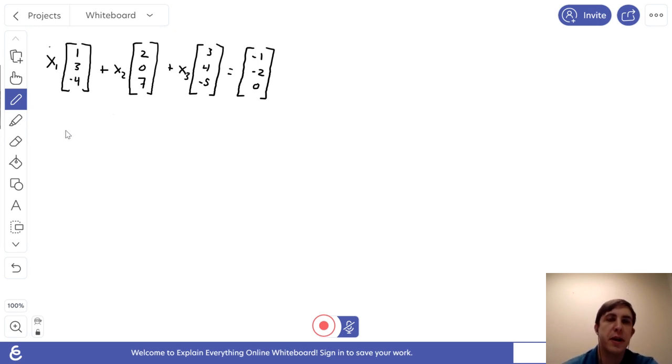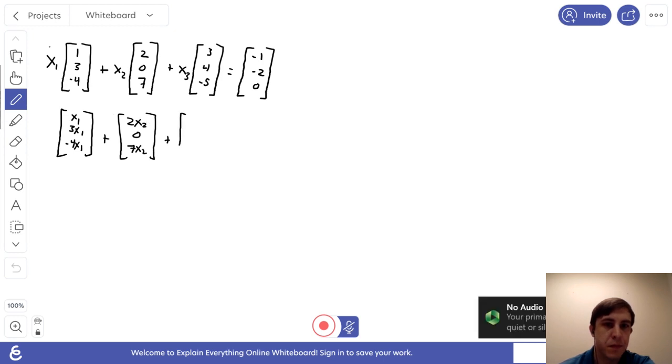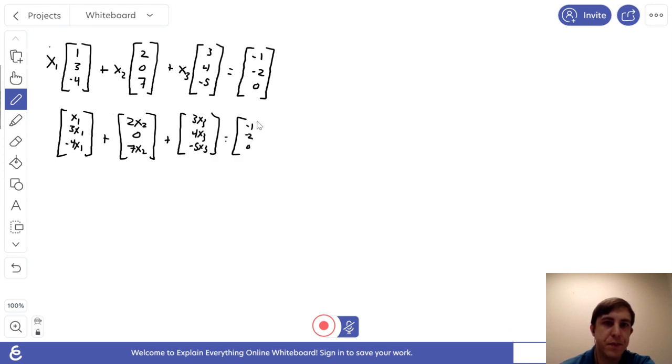So to make sense of this in another way, we can use our usual vector operations. We can multiply our scalars into our vectors and rewrite this as, say, 1x1, 3x1, and negative 4x1 for the first one, and similarly for the other two. And of course, that will still be equal to negative 1, negative 2, 0. And now we can apply vector addition.